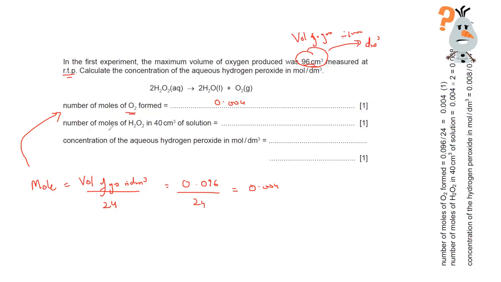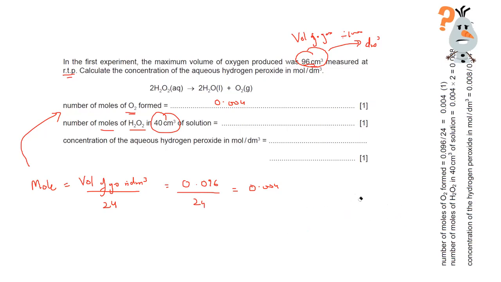Now about the second part, the number of moles of hydrogen peroxide. In 40 cm³ we have the volume of hydrogen peroxide, but because it's a solution, we cannot use this formula. It is only valid for gases. If it is a solution, to get the moles we need concentration and volume, both of them, because when we multiply both of them we'll get the moles. But here we have the volume but we don't have concentration, so we cannot use a formula.